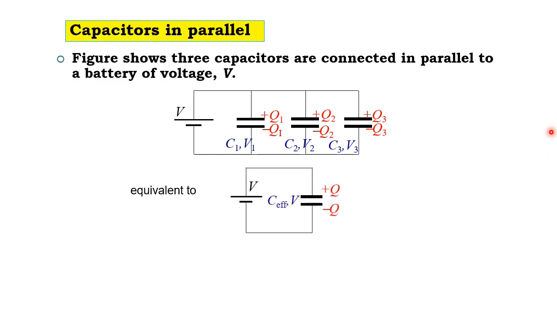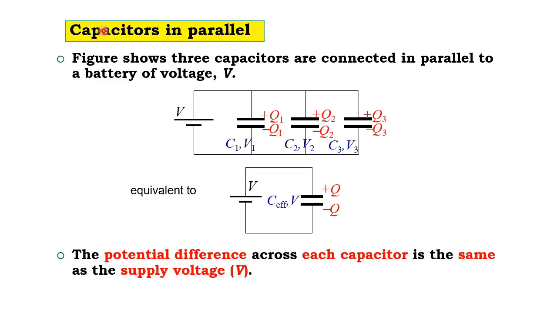Capacitors in parallel. This figure shows capacitors which are connected in parallel. We have C1, C2, and C3, which refer to the naming of the capacitors. For C1, it has V1. Every capacitor has the same potential, the power supply voltage. This means that the V supplied here is the same voltage as V1.